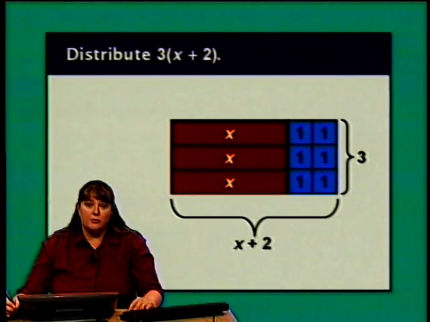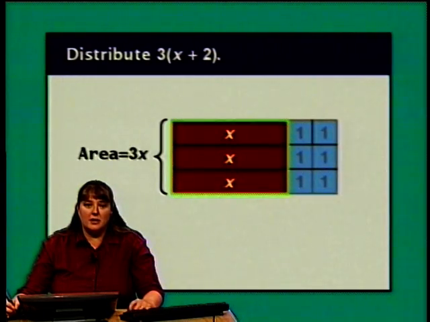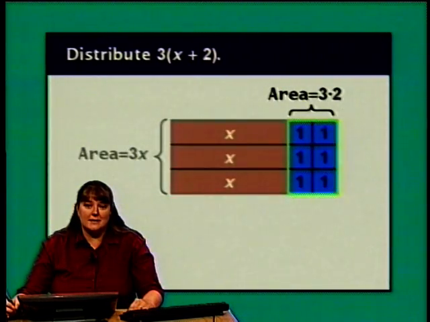Now if I look at this large rectangle, it has a length of x plus 2 and a width of 3. So the area of this rectangle is 3 times the quantity x plus 2. That's exactly what I'm trying to find here. I want to look at this rectangle in two parts. I want to start by looking at the left-hand side. Now looking at the left-hand side, we see a rectangle which has a width of 3 and a length of x. So the area of this rectangle is 3 times x, which is 3x. Looking at the right-hand side, I have a rectangle which has a width of 2 and a length of 3. So the area, width times length, is 2 times 3.